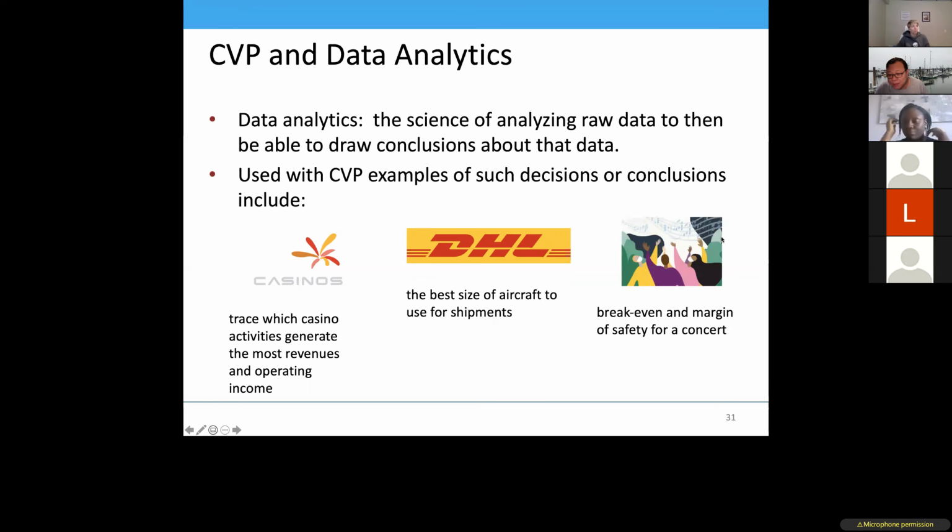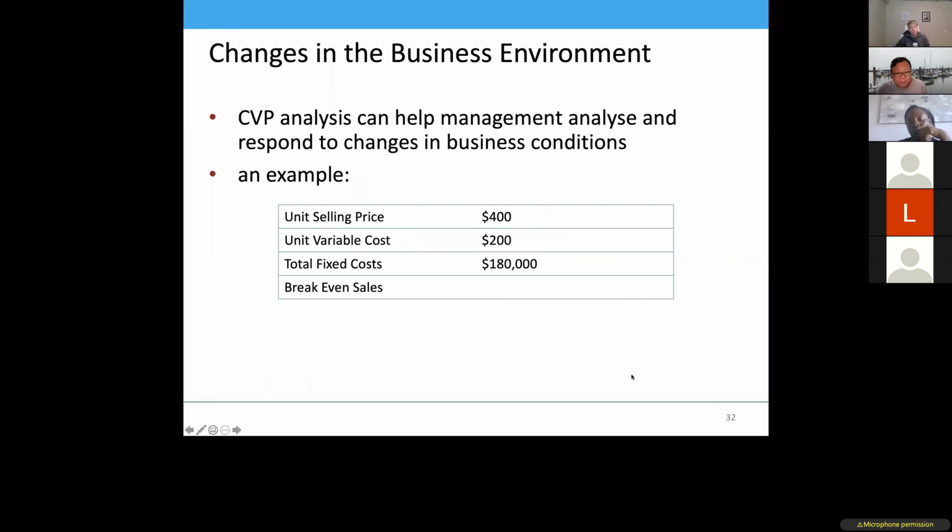And this is a concert event promoter. They would use data analytics to perform some break-even analysis. What's the minimum number of audience members I need to not lose money? So, safety margin: if I'm selling at this price and making these sales, what is my safety margin? So these are all the examples. This cost-volume-profit analysis is a very useful tool, especially nowadays, when the business environment is constantly changing.